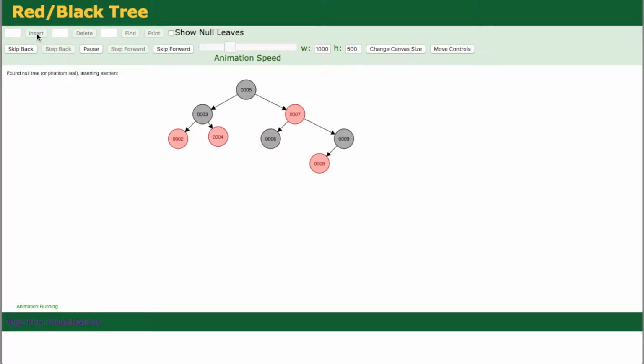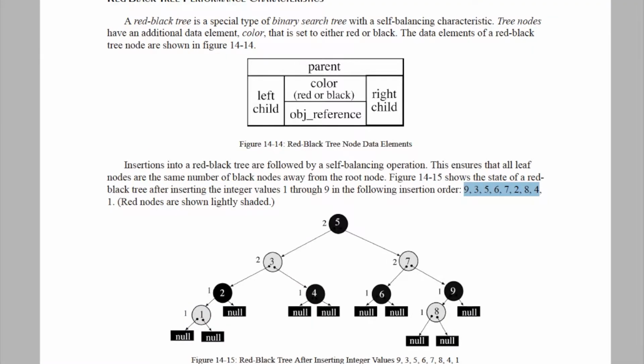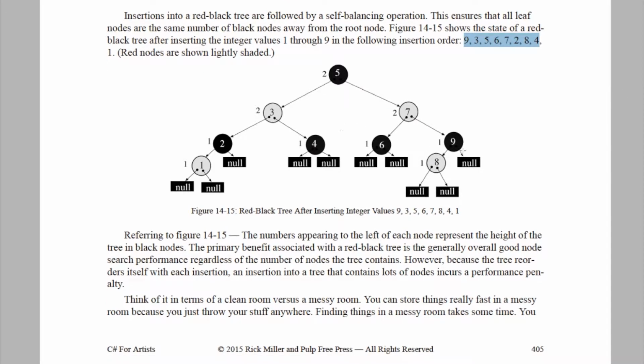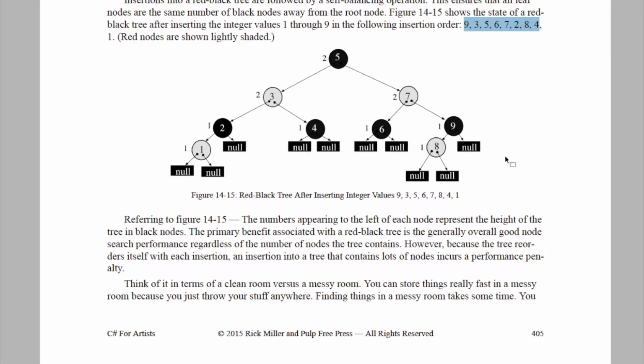It's greater than 3. Okay, so let's do 1. That's the last number in the sequence. Okay, so our tree is well balanced, and that's a great animation. What a great job. Essentially it looks like figure 14-15 after all the insertions take place.